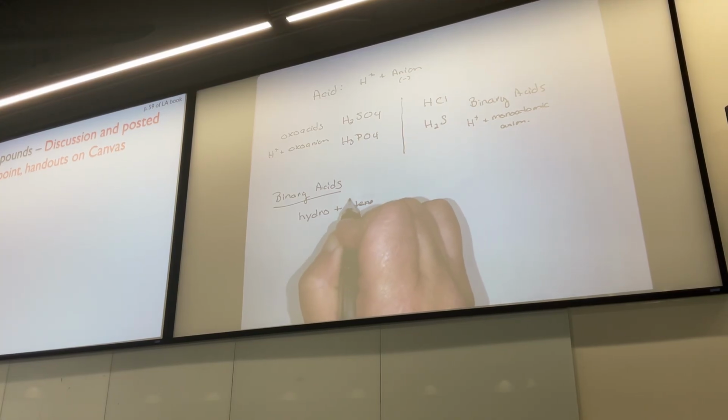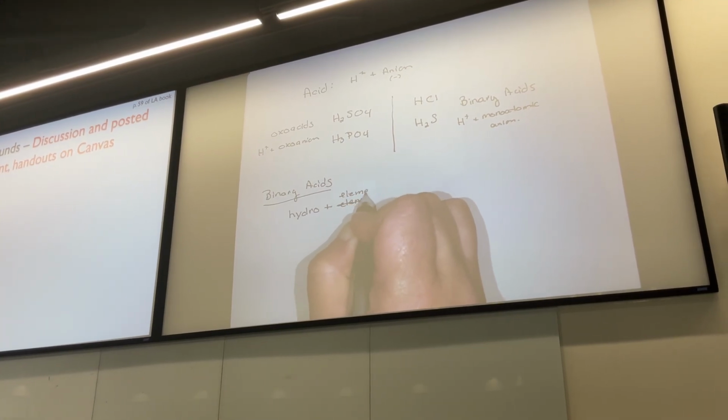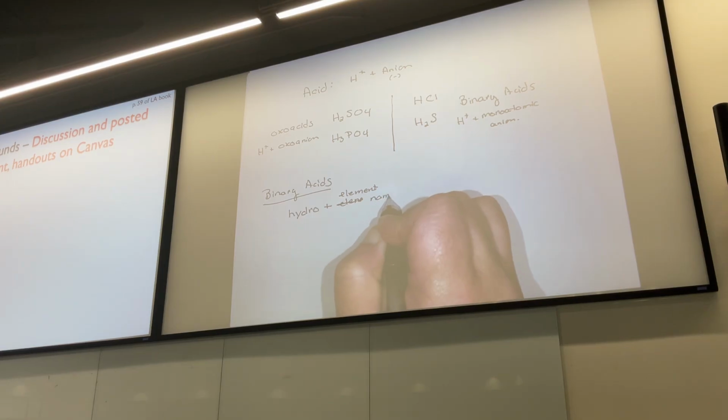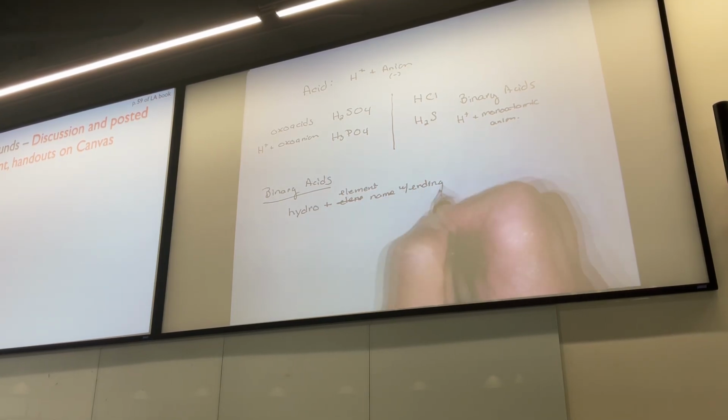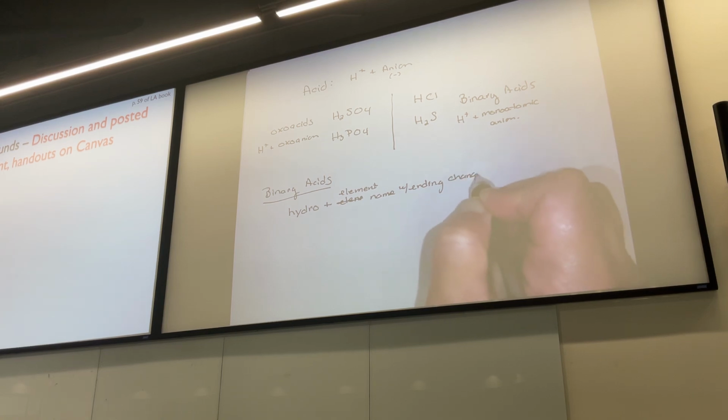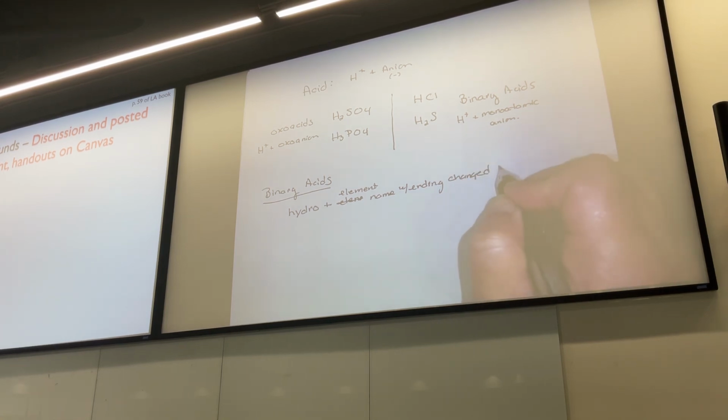Well, how do we change it? We add the suffix "ic." And of course, we always have the word acid at the end. That's why we have acid kind of typed over on the side.